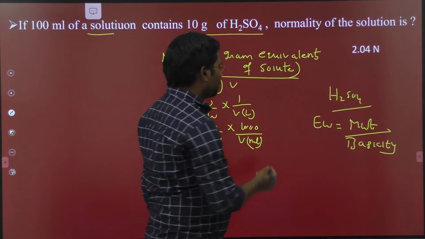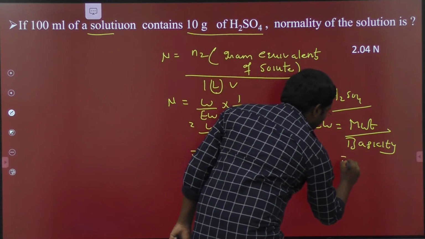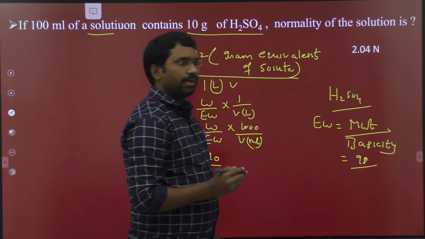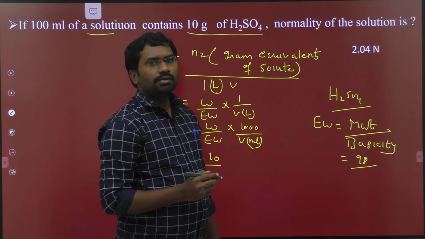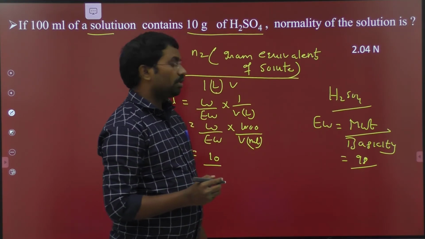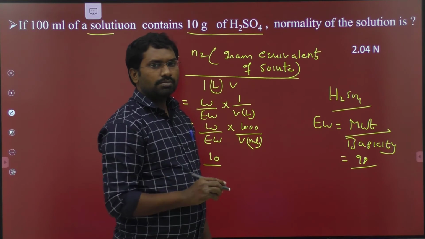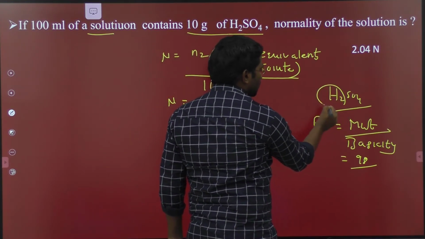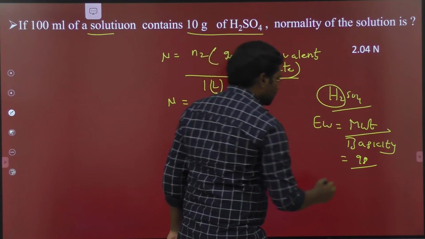So what is the molecular weight of sulfuric acid? Nothing but 98. Sulfuric acid molecular weight 98. So what is the basicity of sulfuric acid? Basicity means number of replaceable hydrogen atoms from acid. So in sulfuric acid 2 hydrogens are present, therefore its basicity is 2.